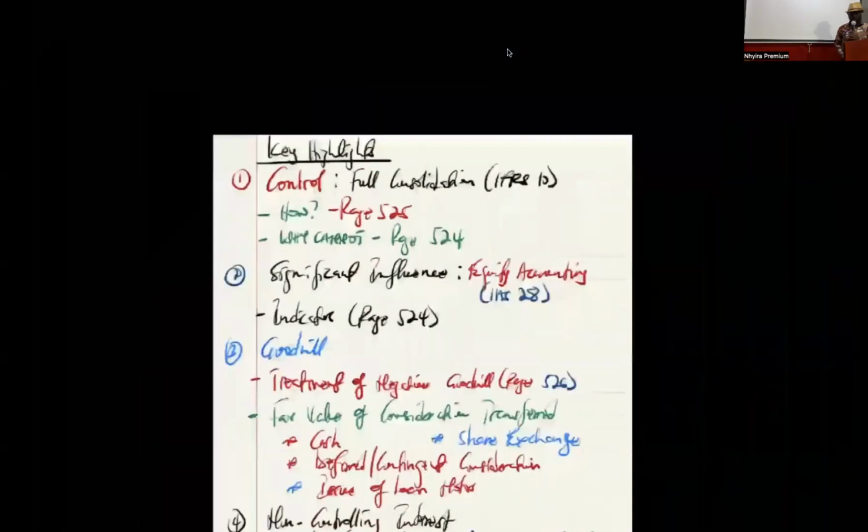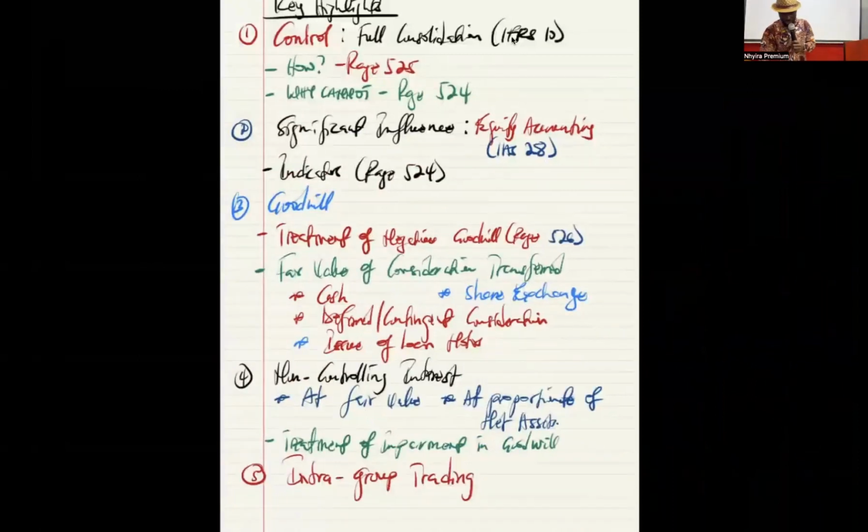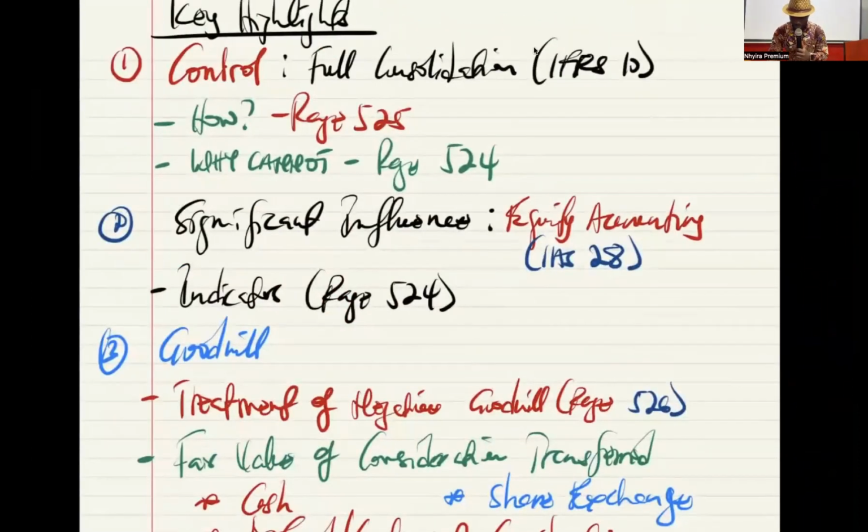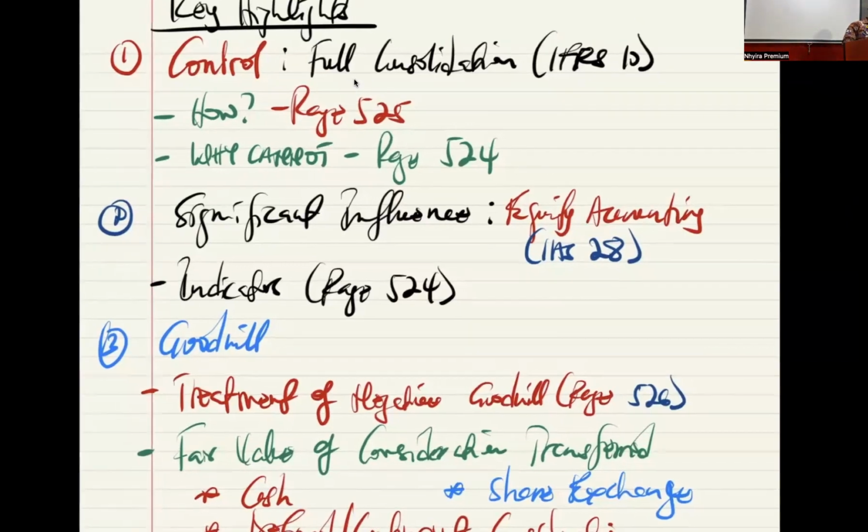In our discussion, we are going to be looking at 5 key issues generally. So my presentation will take on the character of 5 key issues, which will be the tone for the discussion. Number 1, we're going to be looking at the concept of control, how we can obtain control, and how we apply the IFRS 10 and IFRS 3 treatment. Number 2, we're going to be looking at significant influence using equity accounting and also applying IAS 28, investment in associate. Number 3, we're going to be discussing the concept of goodwill.